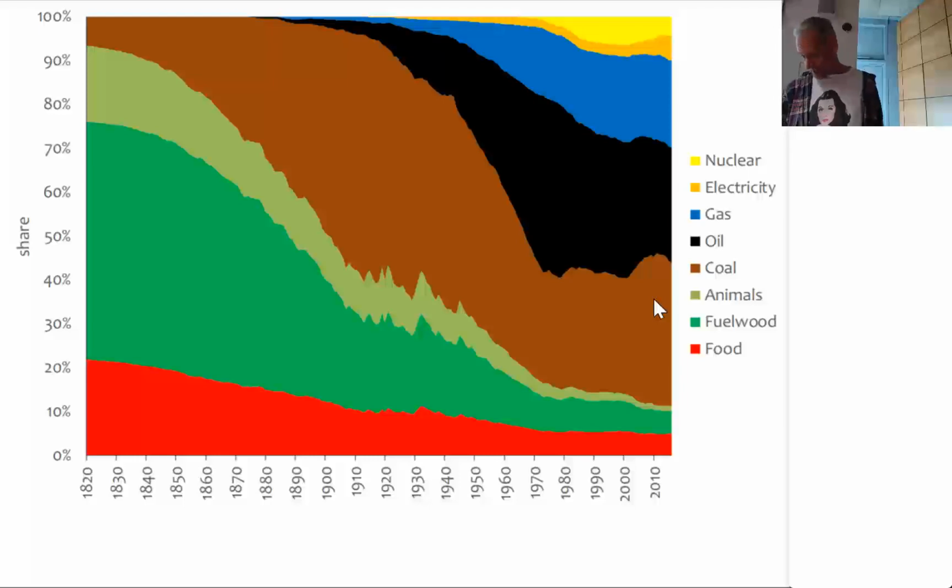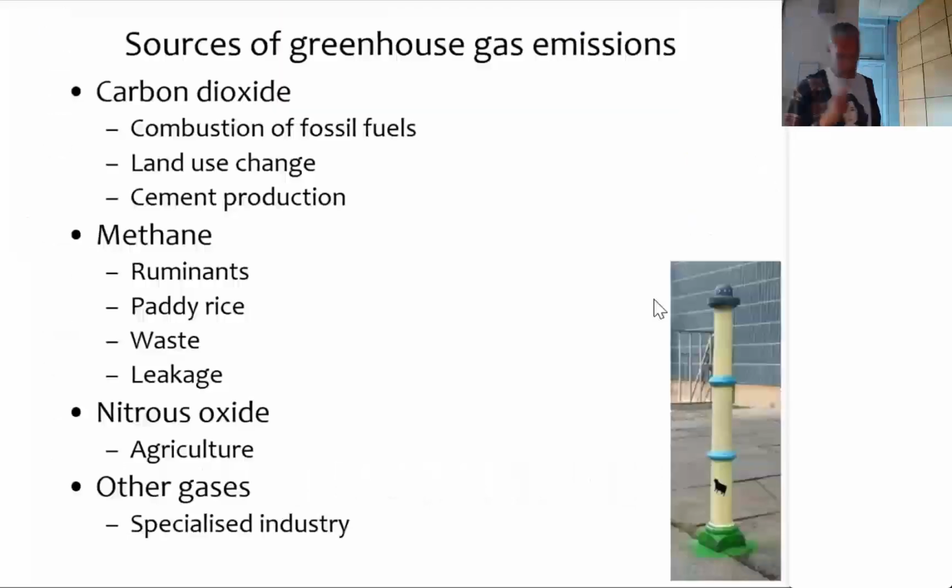So that is where CO2 comes from. There's also, I talked about it already, CO2 coming from land use change, chopping down trees and replacing it with grass, or burning down trees, more likely. Also, CO2 comes out of the production of cement. And again, this is intrinsic to the process.